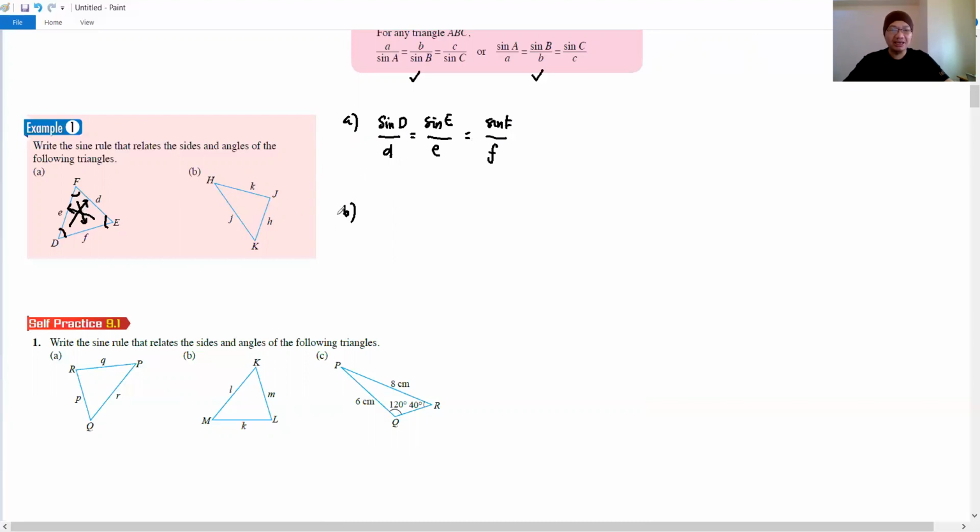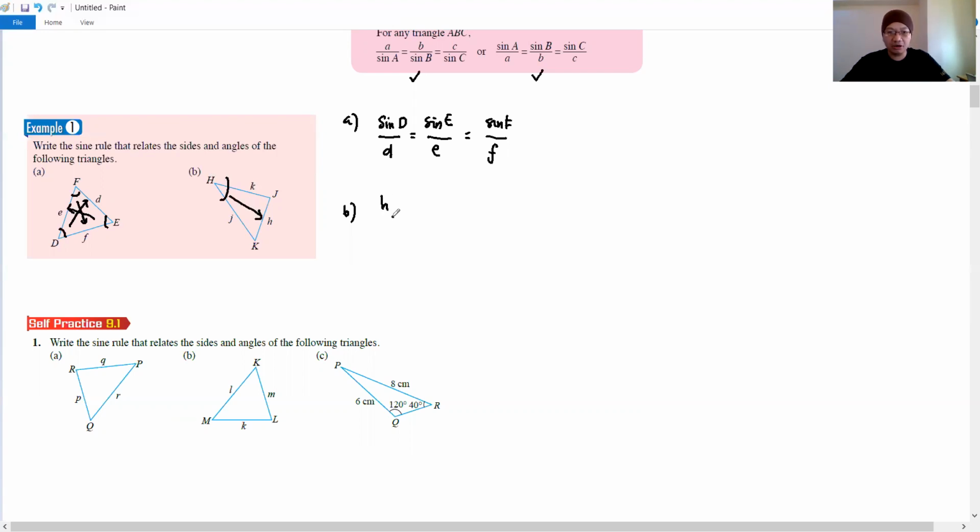Now, how about B? B is also the same thing, HJK. So the angle of H. Now let's start. Let's say I'm using the first formula. For the first formula we must take the length first. So for the angle H here, the opposite is small h.